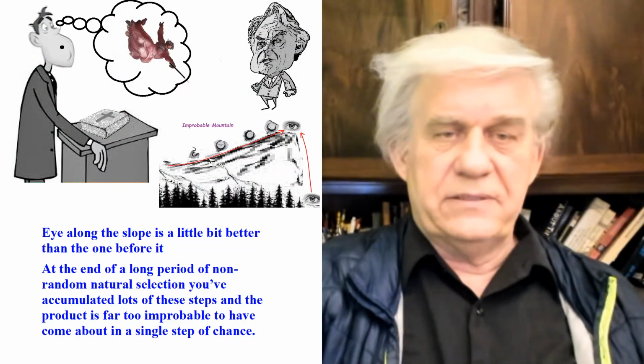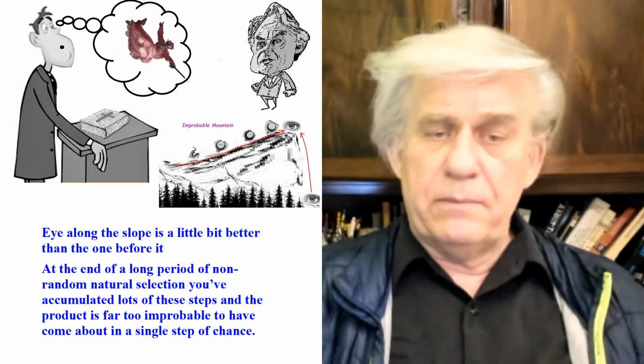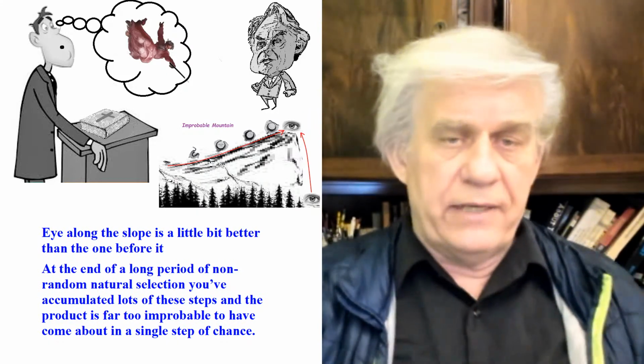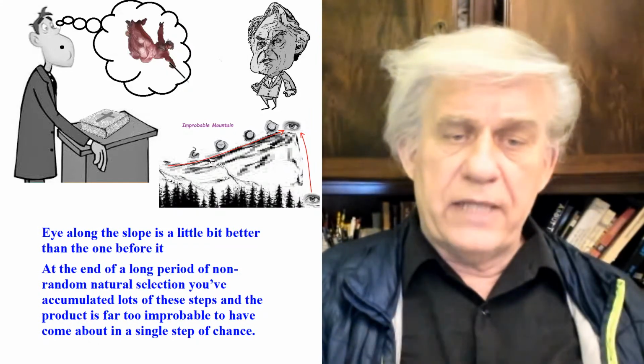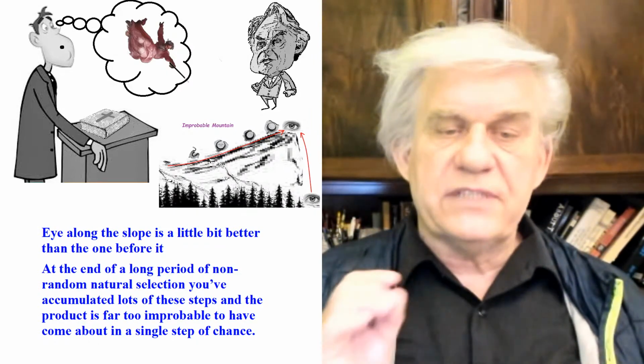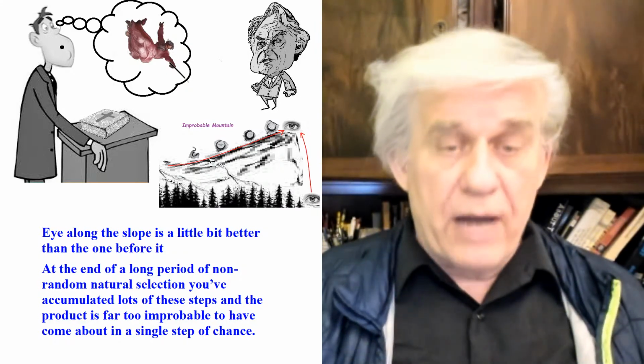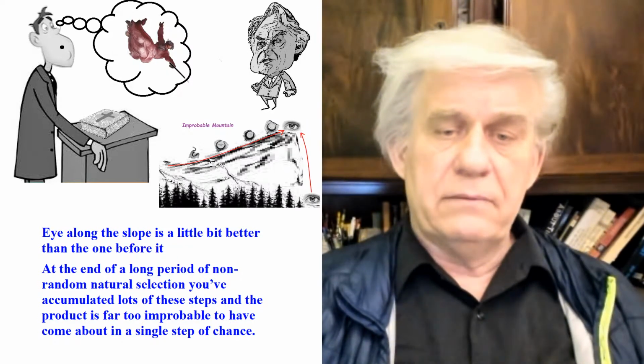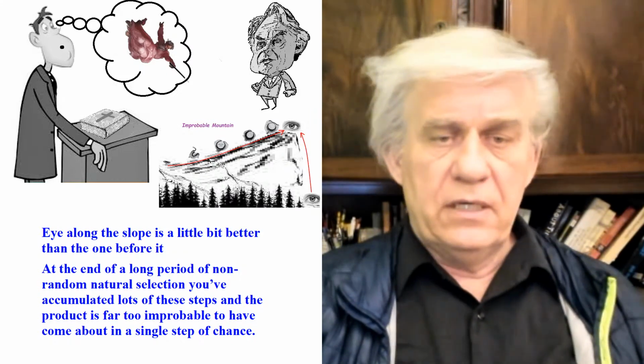So he continues, he says, well, the eye along the slope is a little bit better than the one before it. You have all these incremental steps, improvements in the eye. And at the end of a long period of non-random natural selection, you've accumulated lots of these steps, and the product is far too improbable to have come about in a single step of chance, a jump. So he's putting the weight of rationale behind evolution. And there's nothing wrong with that, like saying, look, let me show you why William of Occam's rule is applicable here.